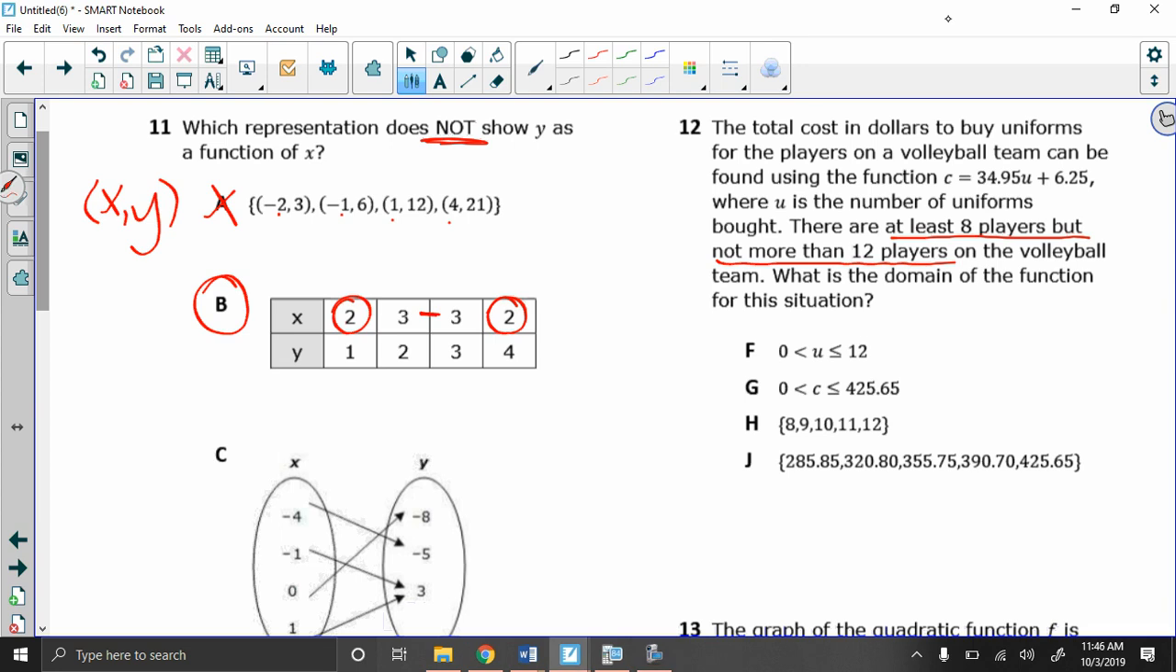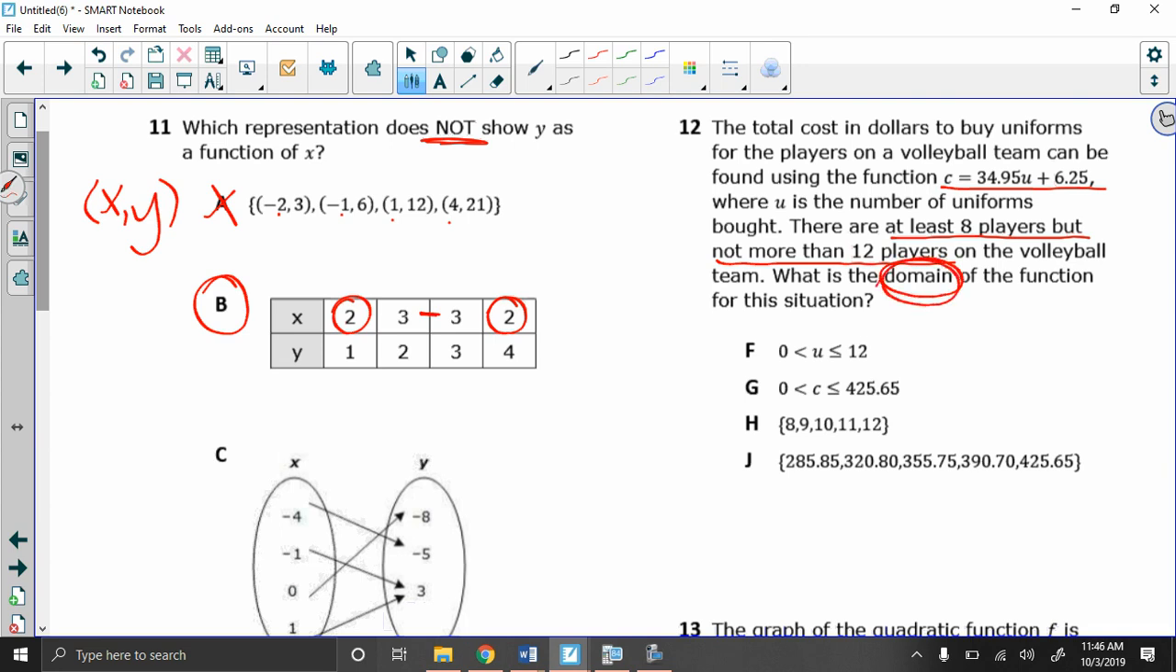All right, so if we were looking at this function, C equals 34.95U plus 6.25, well, we can't really have a continuous function, because if I was to have a continuous function, that would mean I would be including all of the values between each player, and I can't have part of a player. I have to have a whole player, that way I can have one whole uniform.